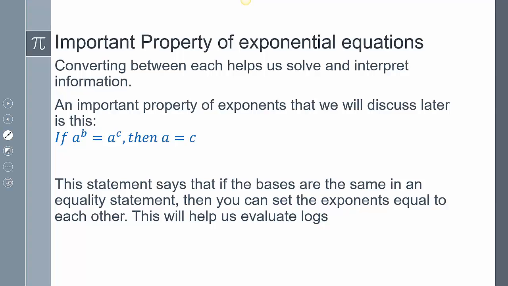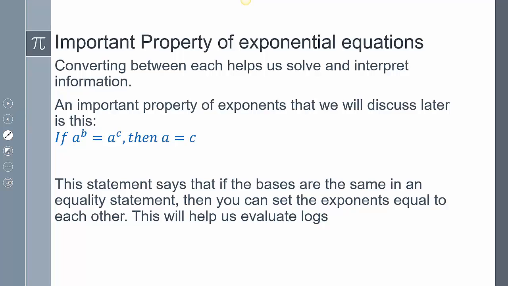Now there's a reason why I said that we need to convert between these, because typically it's easier for us to solve equations, like logarithmic equations, when they are in the exponential form. The reason why it's easier is because of the way that it's being counted. Counting 2 to the 5th is much easier than counting log base 5, or log base 2, or log base 10. Counting with 2 to the 5th, or 2 to the 6th, or 2 to the 7th, it's much easier for us to count. So converting between them helps us solve and interpret information.